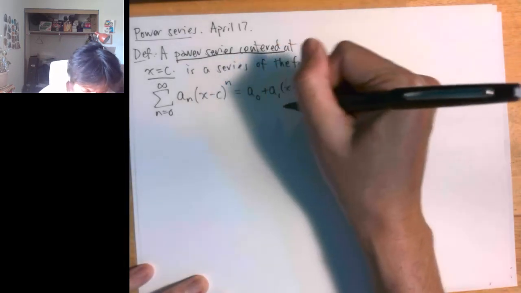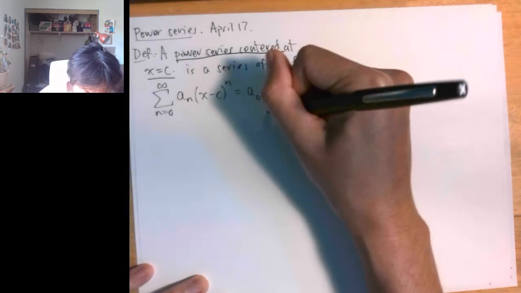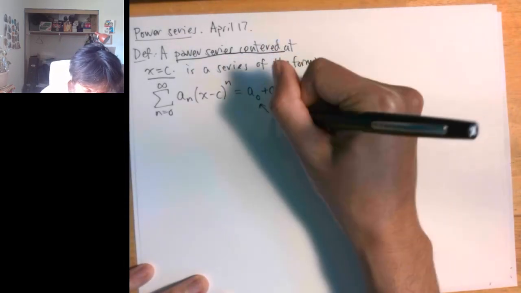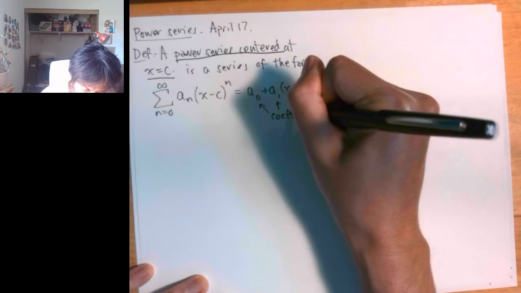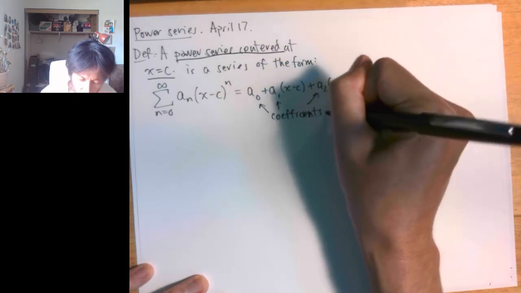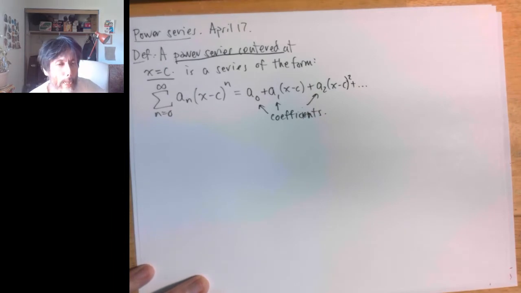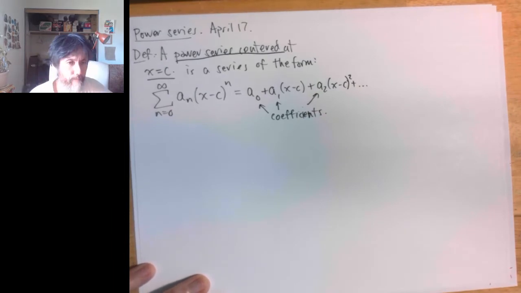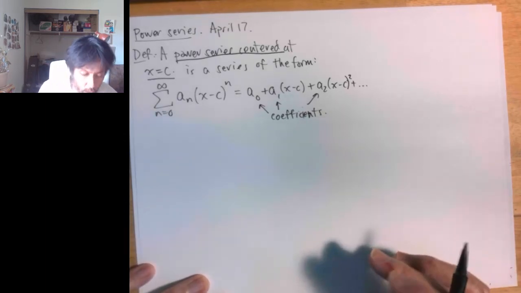These numbers, these a's, are called coefficients of the power series. And they're just numbers. They don't depend on x. All right. So that's the notion.